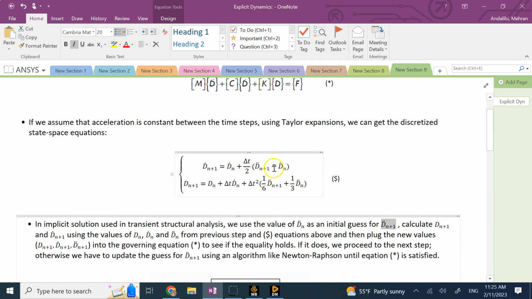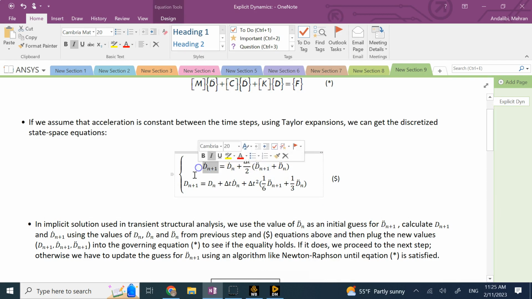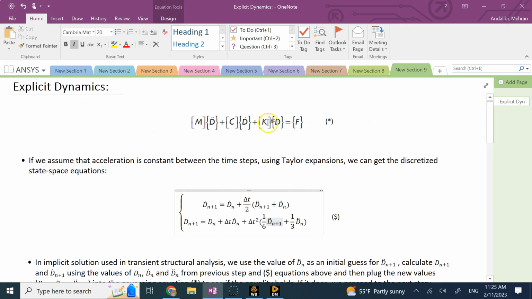If I have some guess, I'm going to plug it into these equations, dollar, and I get my next values of d and d dots. And with this d double dot guess that I have, I'm going to plug them back into this star equation. So I fill in d, d dot, d double dot, with M, C, K, and F all given, and then see whether the guess I had and these numbers that I calculated match this equation, whether this equality would hold or not. If this equality holds, what does that mean?